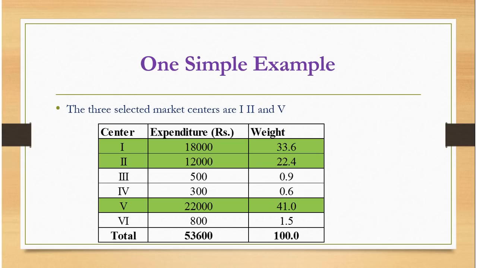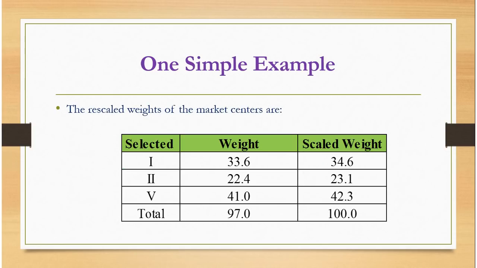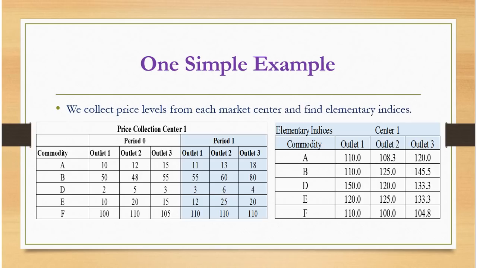The second one is the selection of market centers. As before, we have selected market center first, market center second, and market center fifth, and we again rescale the weights of those market centers. Assuming the total weight 97 is 100, we rescale the weights of the three price collection centers.